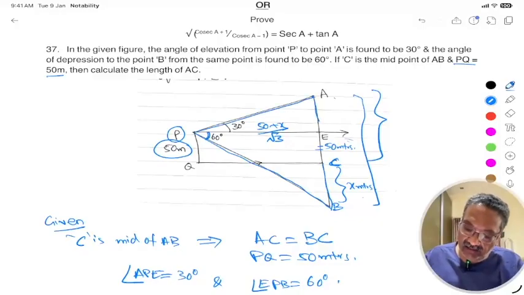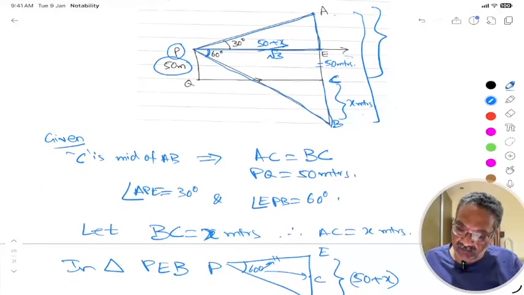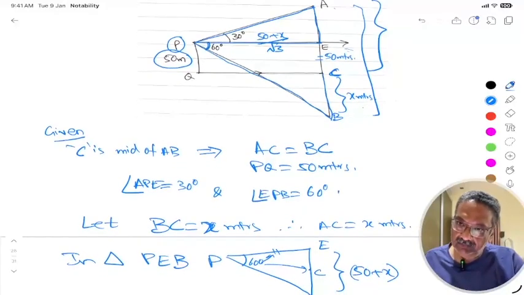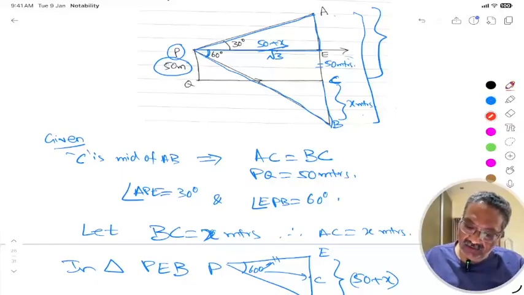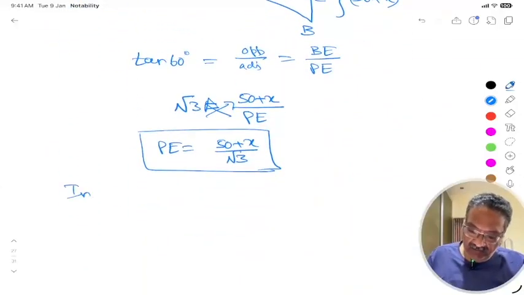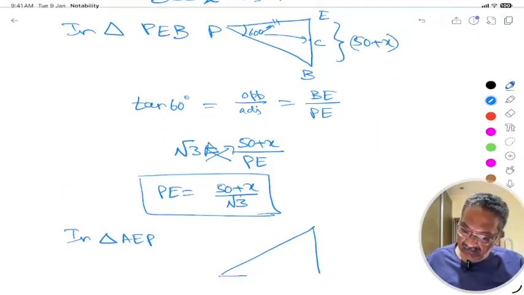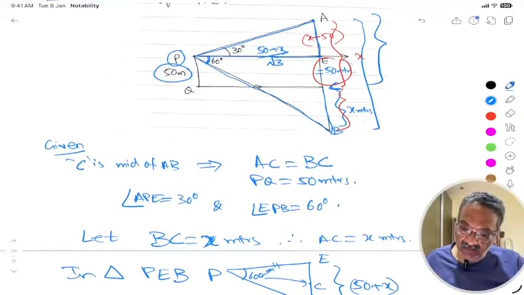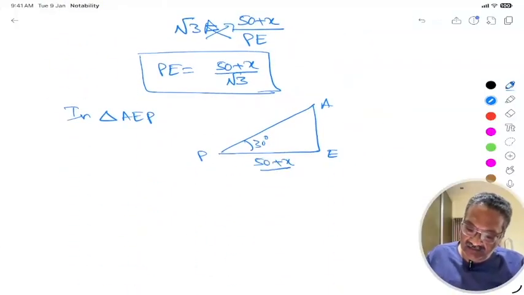Alright. Now I will consider triangle AEP. In this triangle AEP, see this portion AC is equal to BC, which is equal to x, right? But this much is 50. So I have this as x minus 50. In triangle AEP, I have AE, this angle is 30 degrees, and this is P. So this is 50 plus x by root 3.